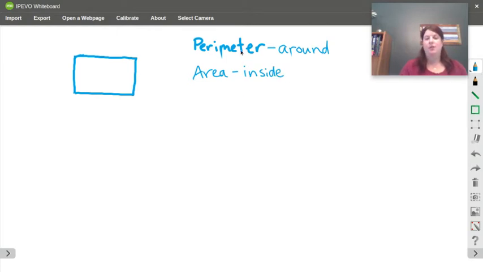So perimeter is a one-dimensional measurement. We'll say 1D for one-dimensional. It only has length. So if this rectangle was 4 feet long and 3 feet tall, and we were to walk around this, we would be walking 4 feet, then 3 feet, so that would be 7 feet, and then another 4 feet, and then another 3 feet, so that would be 14 feet altogether. So perimeter is only length. It's only going this way.